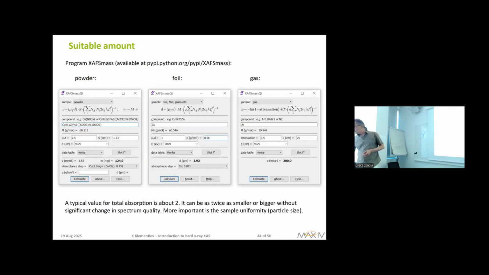Okay, I think I skipped this. This is a way to calculate your powder samples before you make your pellets. There is a program where you give your chemical composition, you give energy and optical thickness of your pellet, and it gives the mass that you must weigh and then grind, press.